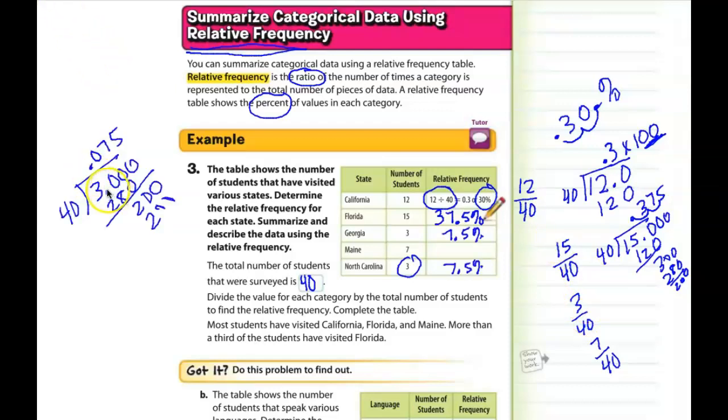3/40. Okay, 40 can't go into 3, and so we're going to put the decimal. Then that's 30. That's going to be a 0. 300. 7 times 40 is 280. Subtract that, get 20. Bring down a 0. 5 times 40 is 200. Supposed to be a 200. And so we get 0.075. Now, if we multiply that by 100, we just move the decimal over twice, and we get 7 5/10%. And that's also the same for North Carolina.